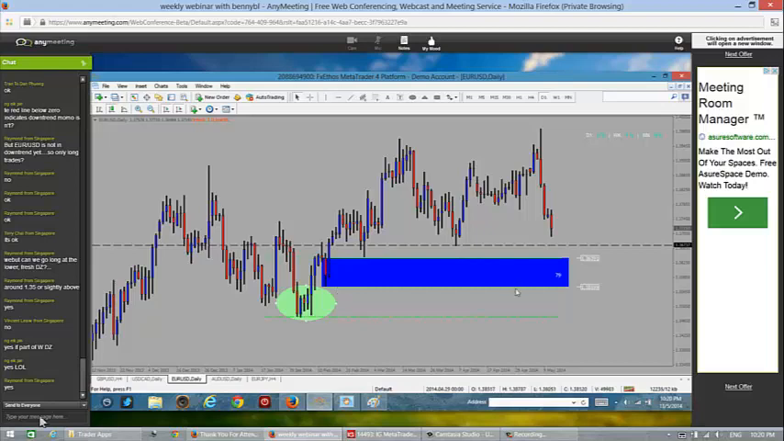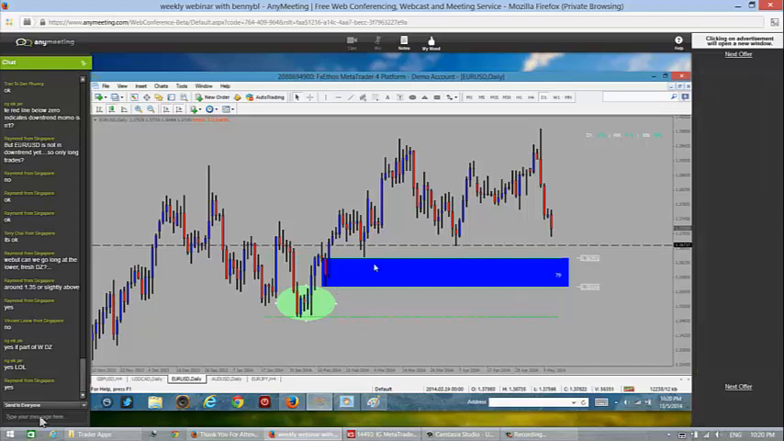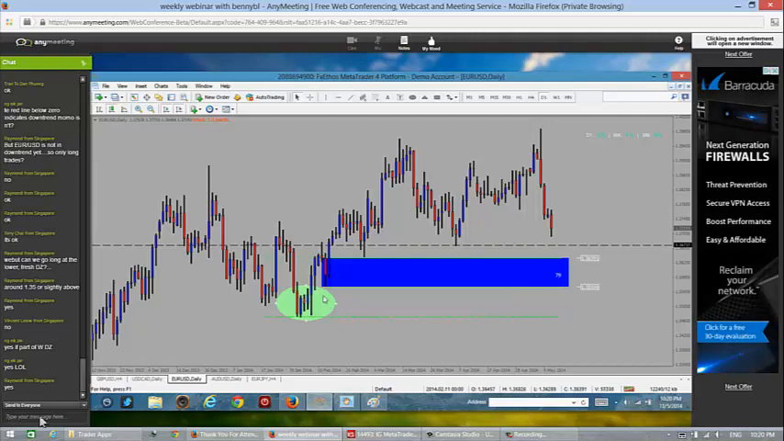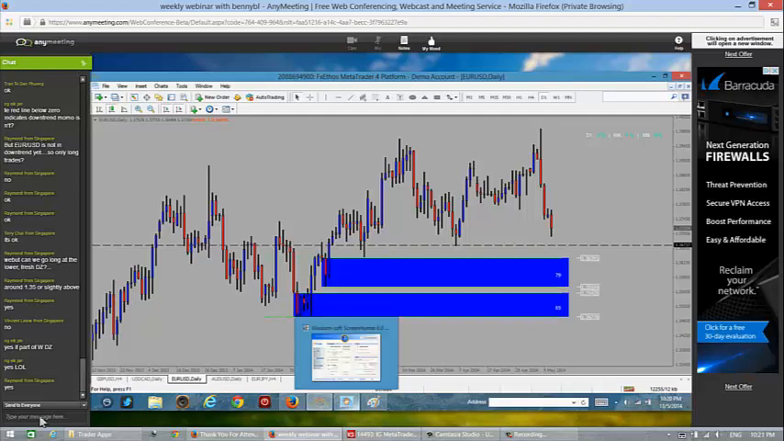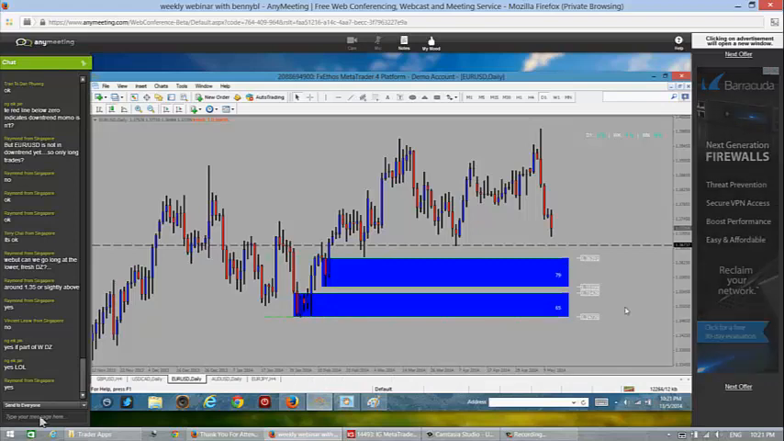Okay? You understand? Obviously, this is another demand, which is fresh also, and also within the weekly demand. So both are tradable. Both are within the higher time frame demand. Okay?